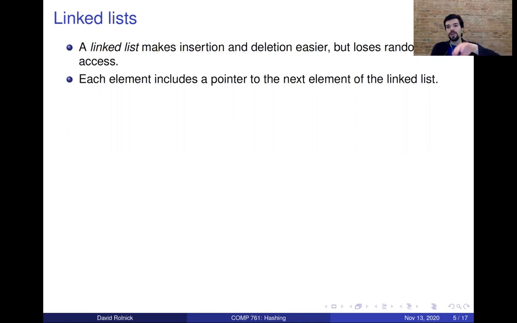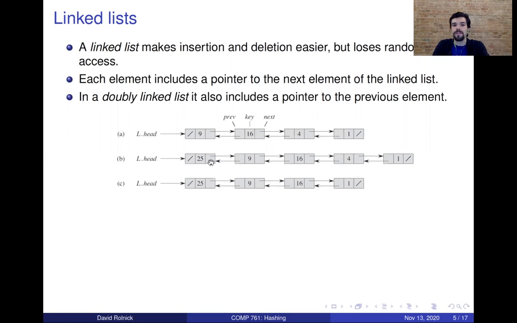The way you would do it is you go to the first element, then you'd say, okay, where's the second element? Where's the third element? And each time you would find a pointer to the next element of the list. You'd have to go on down the list. And in a doubly linked list, you also have a pointer to the previous element.